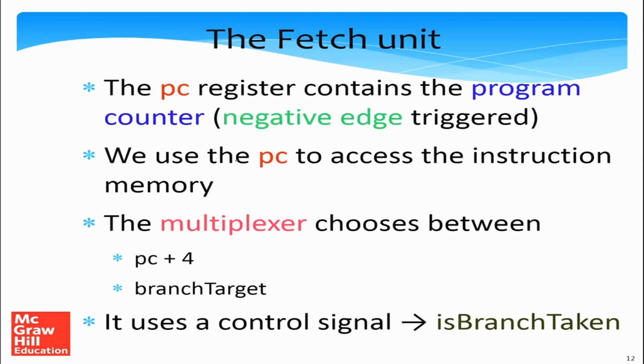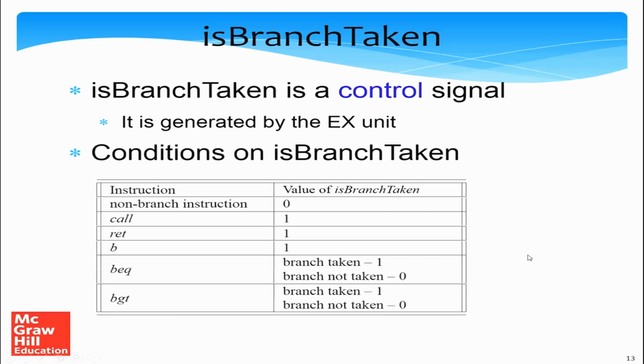The fetch unit, I just want to repeat, contains a register called the PC register, which is negative edge triggered, and the multiplexer chooses between the contents of PC plus 4 and the branch target, which is called the branch PC, and it uses a control signal called is branch taken. Let's now consider the is branch taken signal. It is a control signal which is generated by the EX unit. Its job is to control the multiplexer in the IF stage. So basically this is how is branch taken is set.